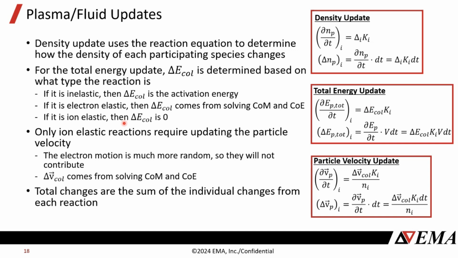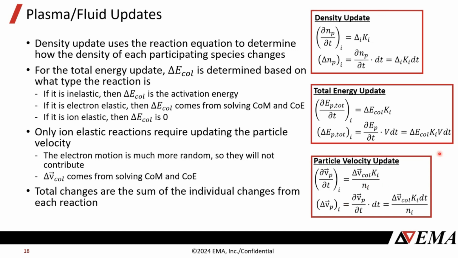As I mentioned, your ion elastic reactions will update the particle velocities, and this is the only type of reaction that will lead to a change in the velocities, at least for now. The reason your ions will change the velocities, both their own and whatever species they're interacting with, is because their motion is very directed, whereas the electron motion is much more random. The momentum contributions from all the electrons colliding with some target species would cancel out with each other because of the random directions.